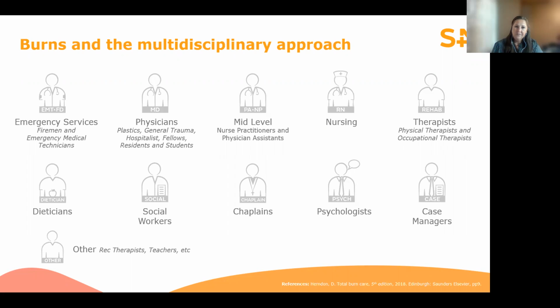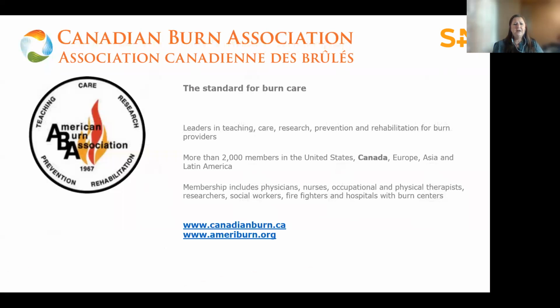In an effort to guide this approach, we have some organizations that give us guidelines. Miss Ashley, if you don't mind, go ahead and put that back up there. This is the American Burn Association and the Canadian Burn Association. Both work in not setting out protocols, but setting out guidelines for the care of patients. And they use best practice and research that come from our burn professionals.